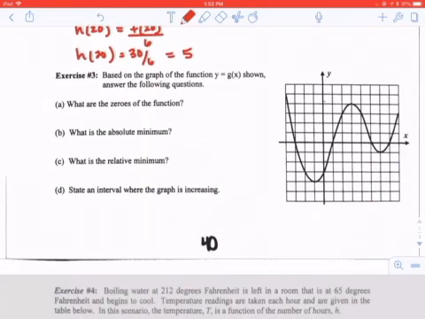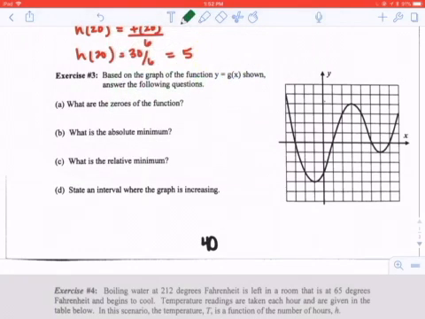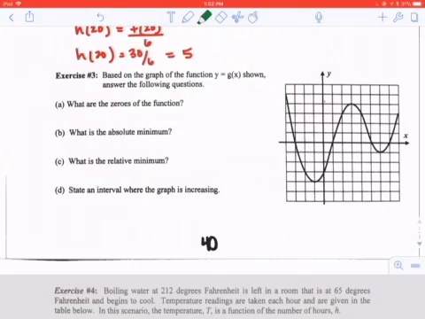Okay, now we're looking at a graph, and we've spent a lot of time on this kind of stuff, so I'm going to go through this, answer these questions pretty quickly here. Zeros, what are the zeros of the function? The zeros are where it crosses the x-axis. That's here, here, here, and here. So there are 4 zeros.